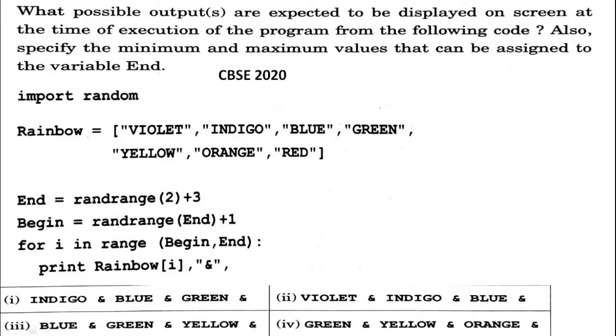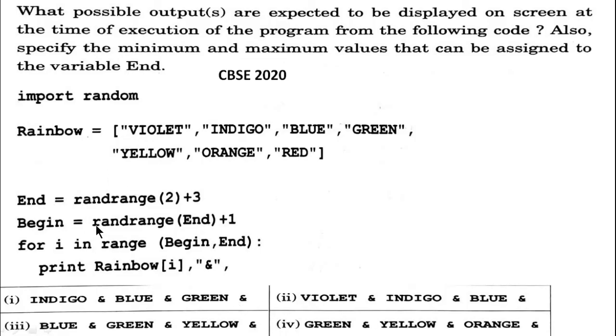We will continue with our output questions based on random module. Question: what possible outputs are expected to be displayed on screen at the time of execution of the program from the following code? Also specify the minimum and maximum values that can be assigned to the variable end. This question is from CBSE 2020 question paper. Here is your program and here is your options.